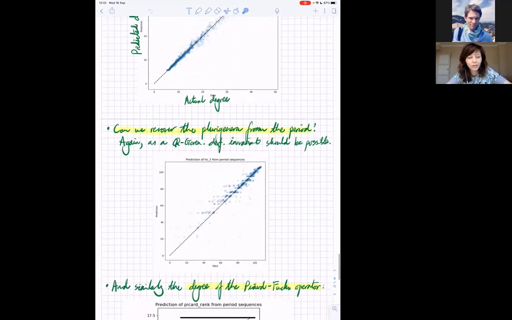The next fun thing is, well, the Hilbert series associated to a period sequence is a Hilbert series, so can it calculate the first few plurigenera? And the answer is yes. Again, you see it here, exactly the same: along the bottom axis is the actual value, along the side is the machine prediction. All it was fed was the period sequence, and it's managed to correctly guess the terms of the Hilbert series.